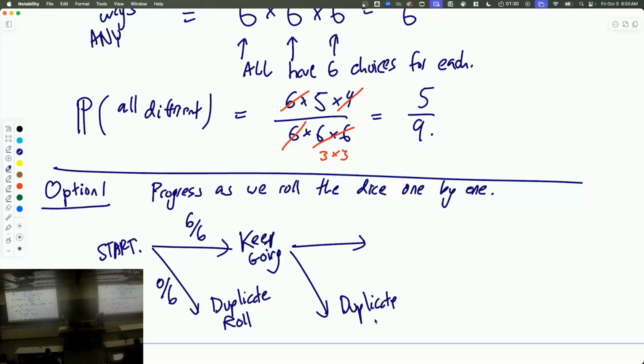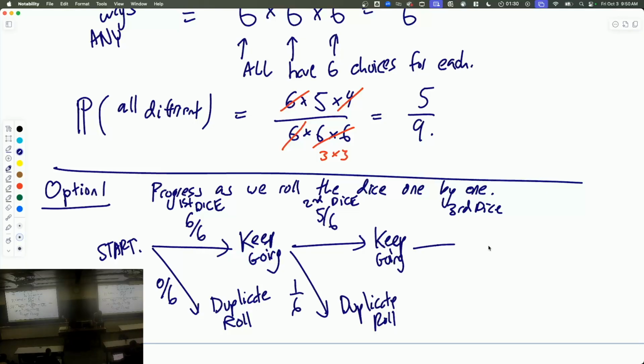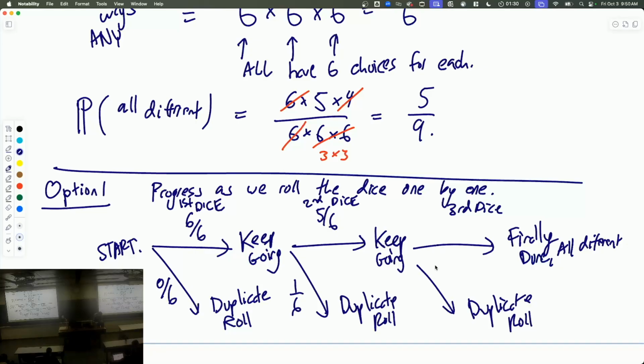Because after your first dice, there is only a 5 out of 6 chance you will keep going on the second dice roll. So you could sort of label these columns as the first dice, the second dice, and the third dice coming up. And this one has a 1 out of 6 chance of a duplicate roll, because whatever you rolled on the first dice, you have a 1 out of 6 chance to copy that one. And then, last but not least, the third dice is the last one. Finally done, all different. And you have a duplicate roll. That happens with probability 2 out of 6 now, and a 4 out of 6 chance to keep going.